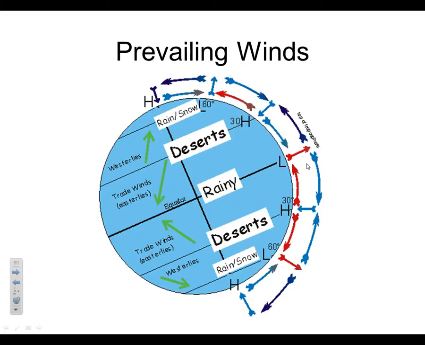Prevailing winds. We talked about our global wind patterns. If you're located near the 30s, it's more likely going to be desert conditions, drier, because the air is descending. If you're located near the equator or near the 60s, it's more likely going to have more precipitation because the air is rising. Remember, as the air rises, it condenses, forms clouds and rain or snow.